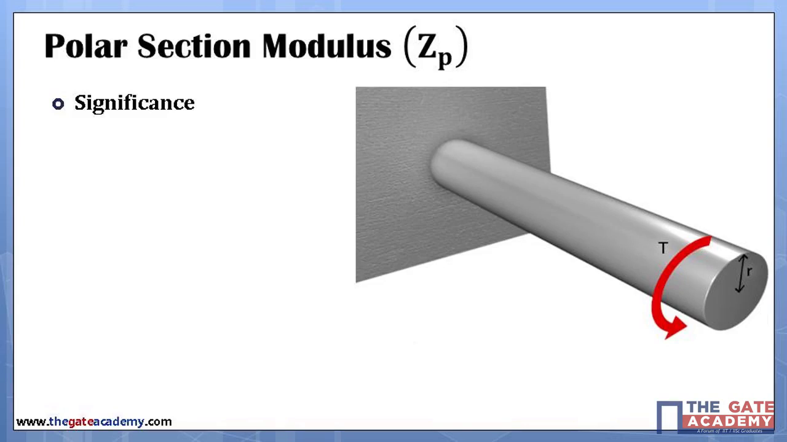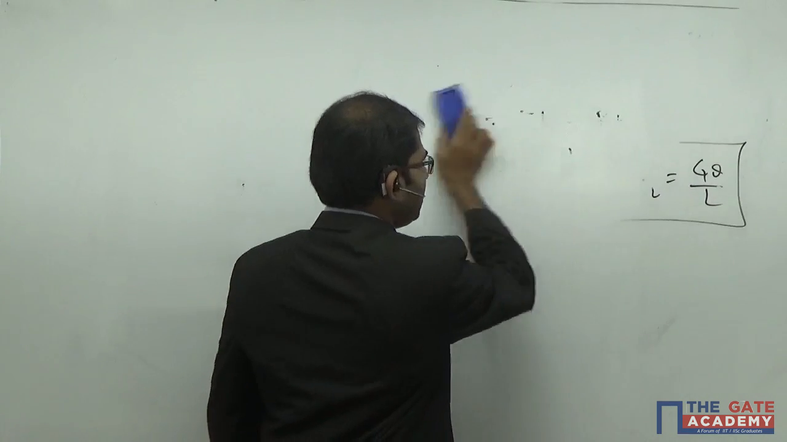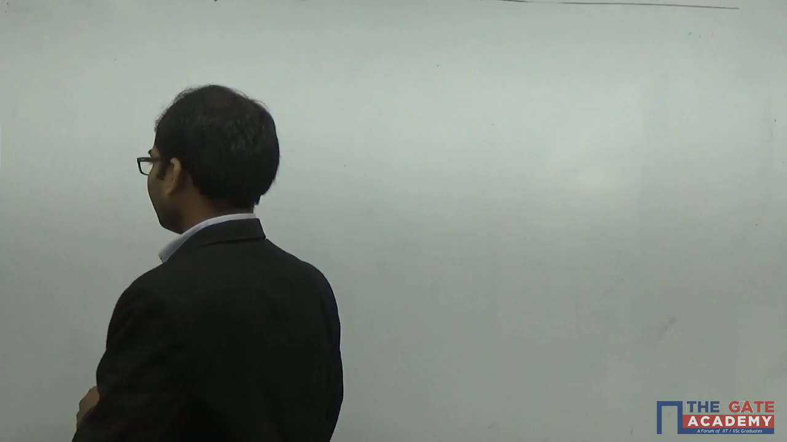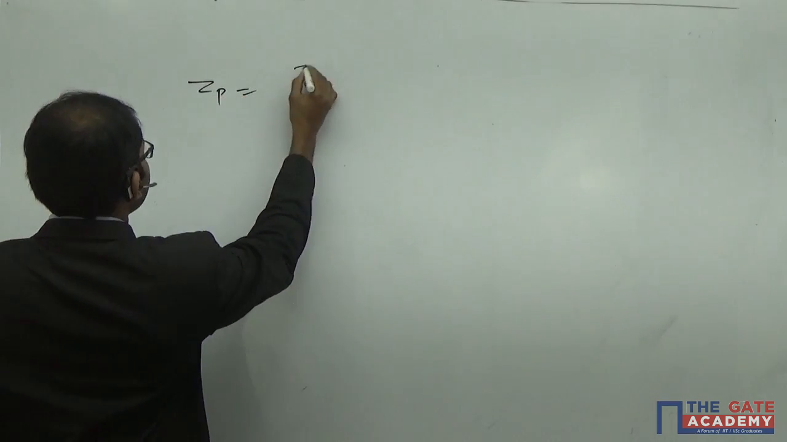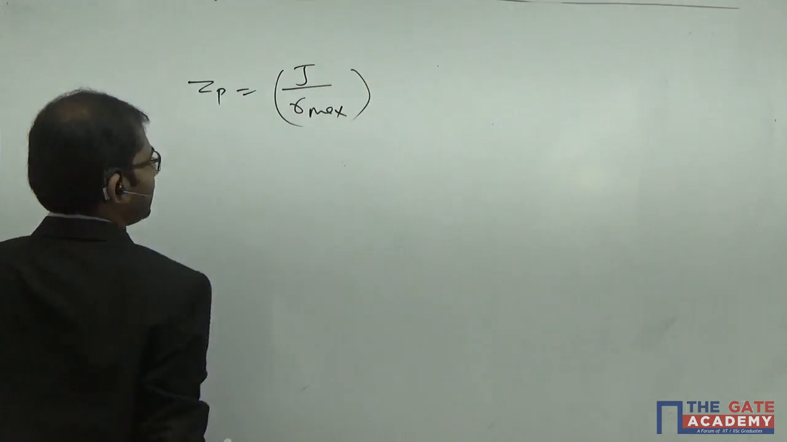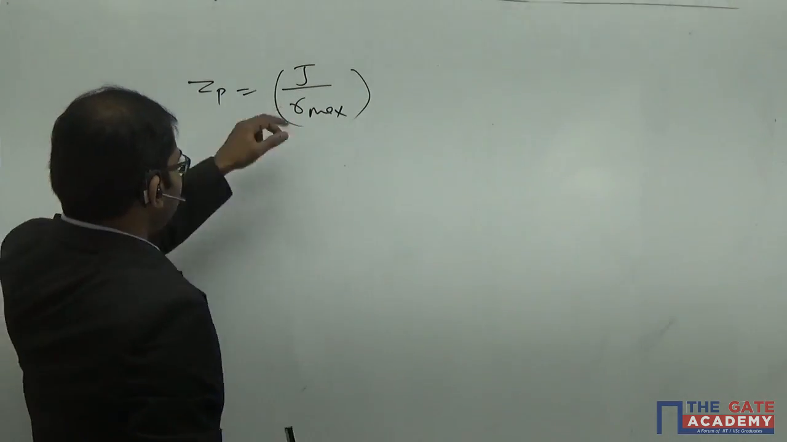So the next term is polar sectional modulus. It is denoted by Z suffix P here. So please write down the title, polar sectional modulus. And what is the significance of this? The polar sectional modulus ZP is given by J of the member by R maximum. Understand? J by R maximum here.